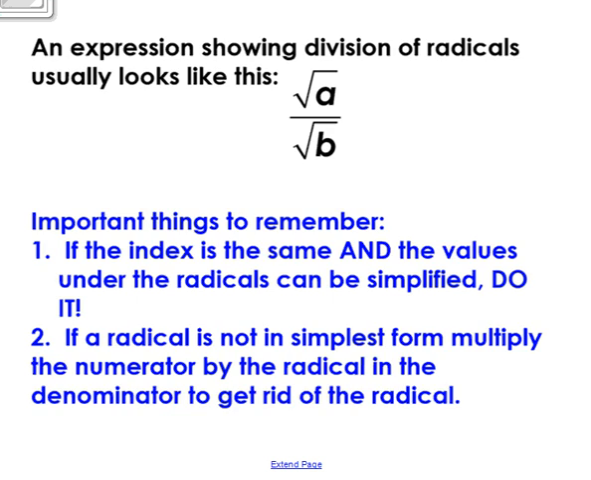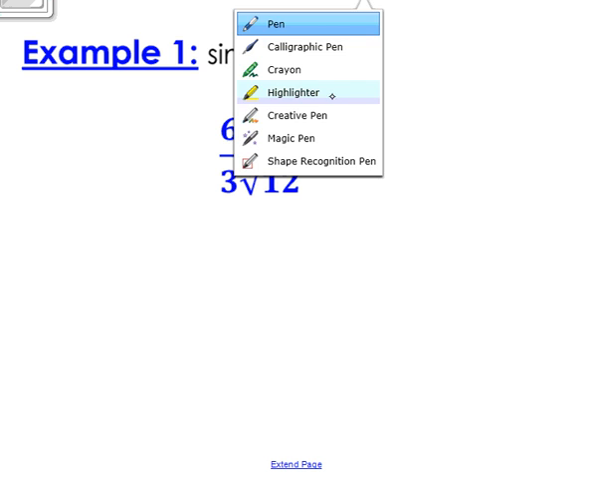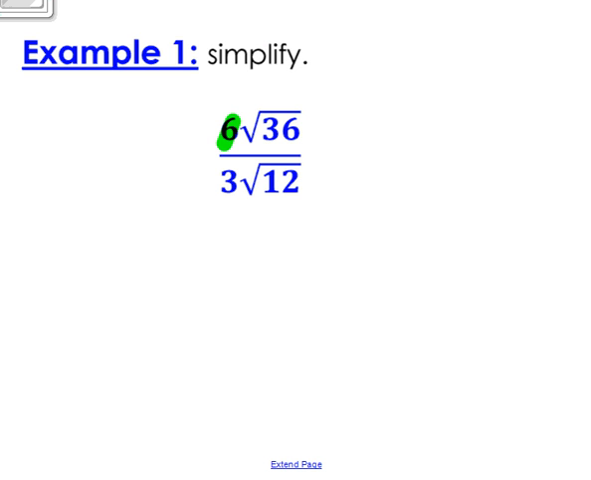If you have example 1 here, where I have 6 square root of 36 over 3 square root of 12. Just like with multiplication, you can divide insides with insides and outsides with outsides. So these are both outside numbers, and because I can actually divide them and get 2, I'm going to do that, because 6 divided by 3 is 2. Then I've got my inside numbers, 36 and 12, and I can divide those as well. 36 divided by 12 is 3.